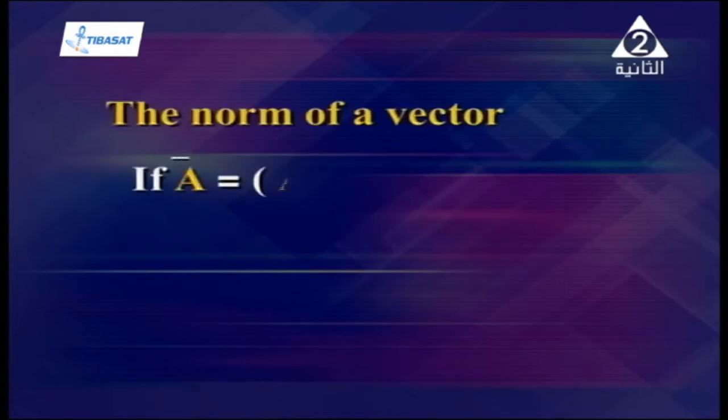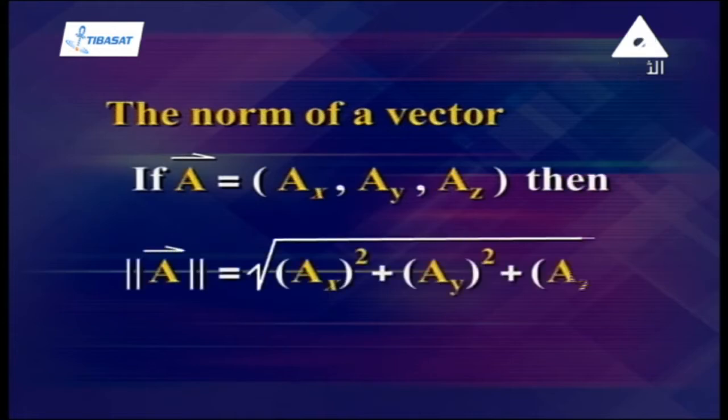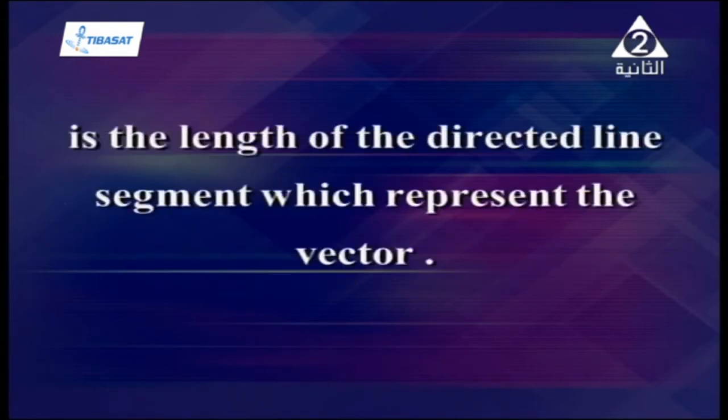Norm of a vector. What is the meaning of norm of a vector? It is the length of the vector. If we have vector A (Ax, Ay, Az), then the norm of A, its symbol ||A||, equals the square root of Ax squared plus Ay squared plus Az squared. It is the length of the directed line segment which represents the vector.